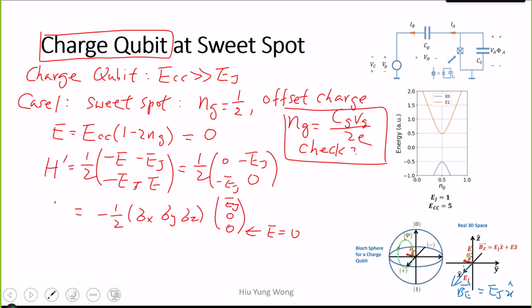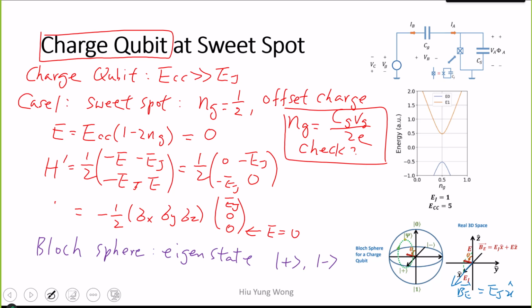Remember, when the magnetic field in the spin qubit is pointing vertically, the eigenstates are 0 and 1, right? Now when it's pointing in the x direction, what are the eigenstates? Just look at the Bloch sphere. Positive and negative, plus and minus, right? That's why it's very useful if you can have this intuition. The Bloch sphere shows me the eigenstates must be plus and minus.